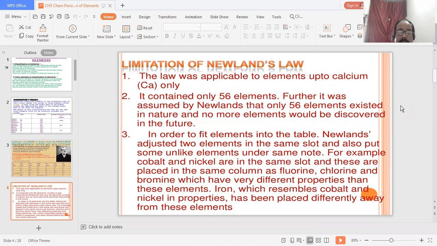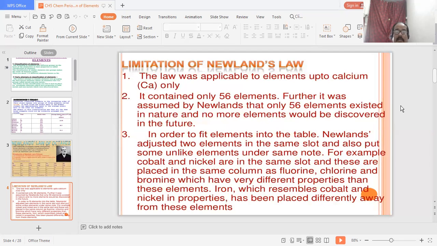But there were some defects also, because at that time not all types of elements were discovered. So the law is applicable to only some elements, but not all of them. In the present time, 118 elements are known, and this law cannot apply to all types of elements. So there are some limitations of Newlands' law.